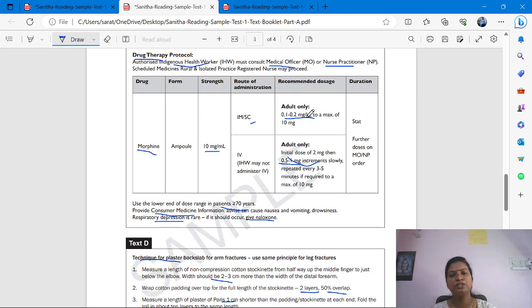It is given 0.1 to 0.2 mg per kg. What is the answer? Maximum dose 0.2 mg.